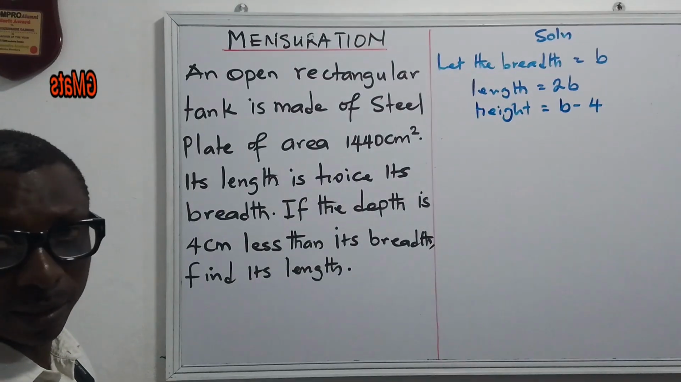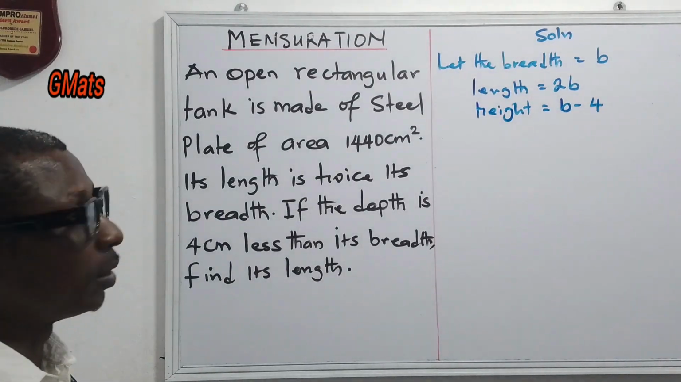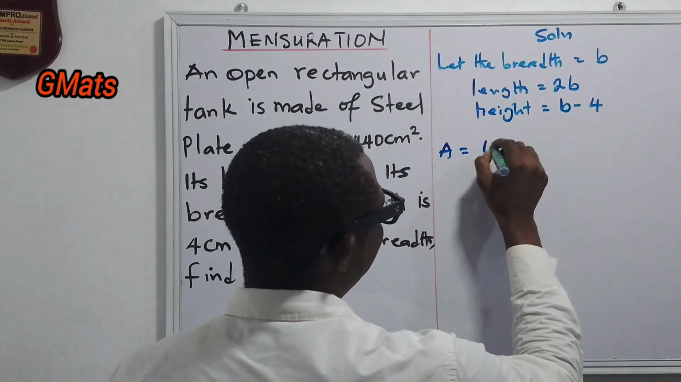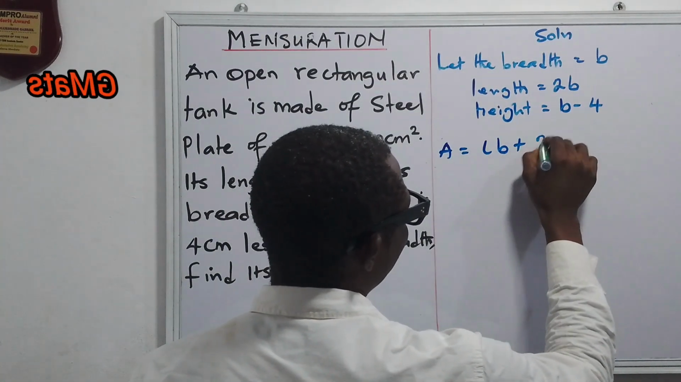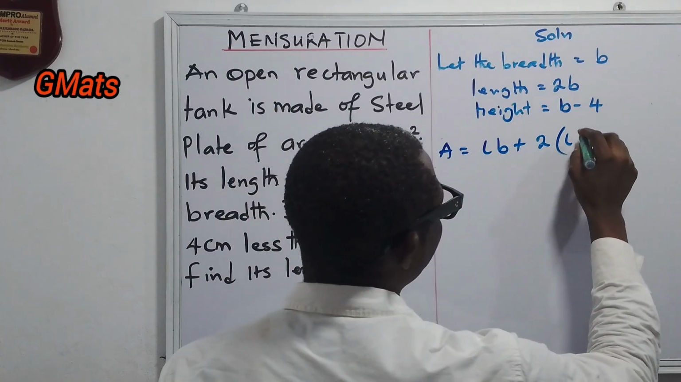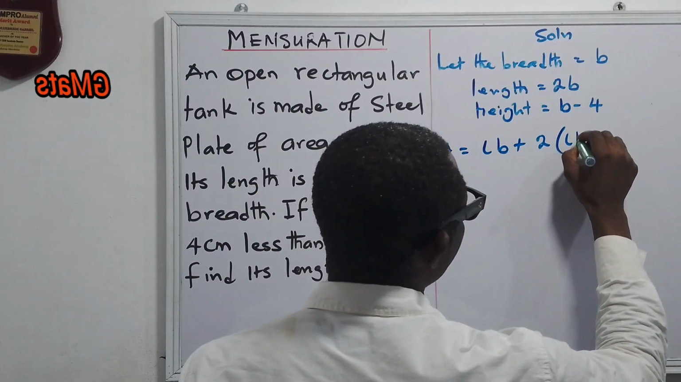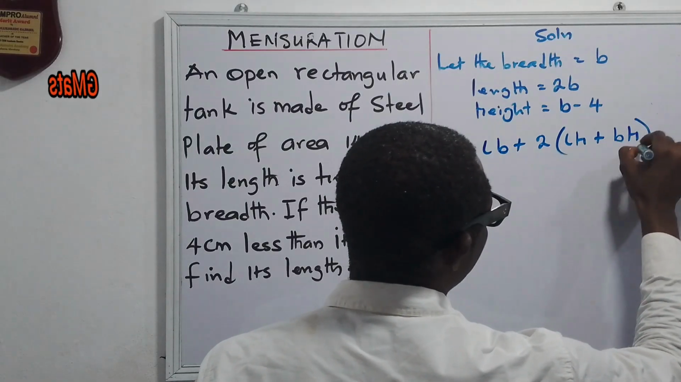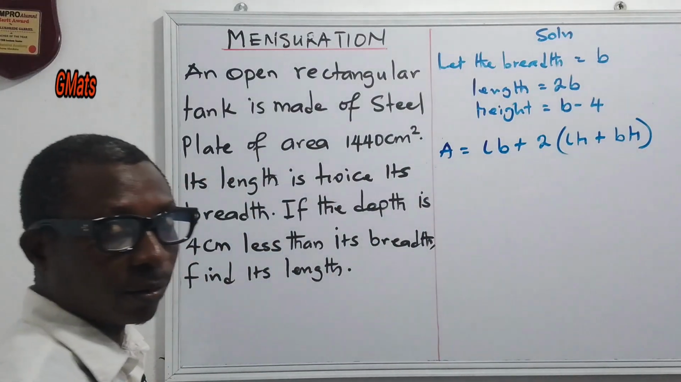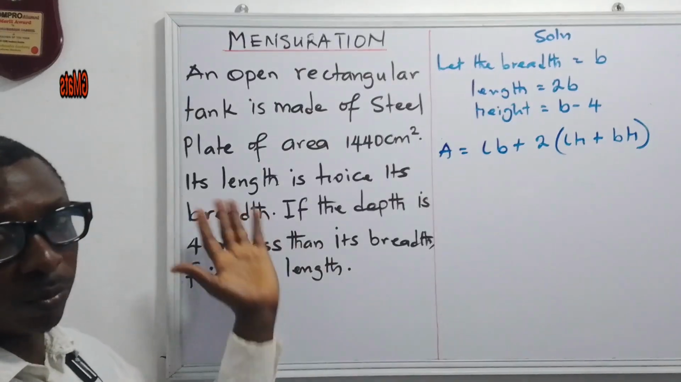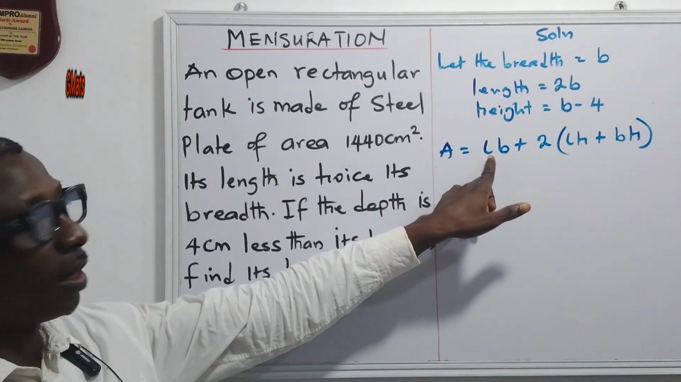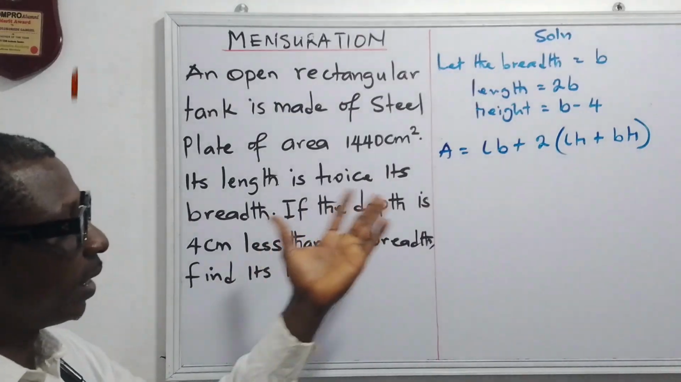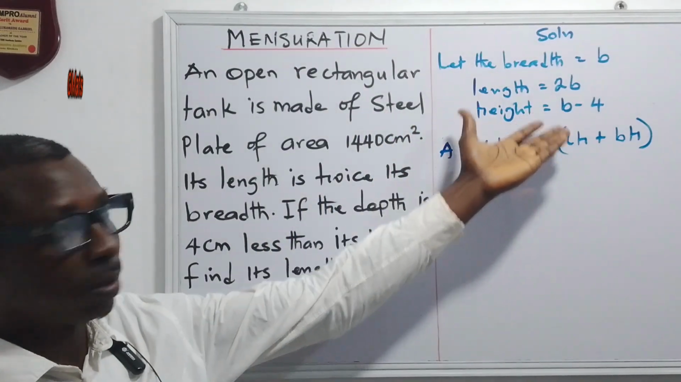Okay, so now we need to find the total area of the rectangular tank. This is the formula: A equals LB plus 2LH plus BH. Now don't forget that the tank is open, so that is the reason why we don't have 2 here. So it's an open tank. All right, then we plug in the values into this equation.